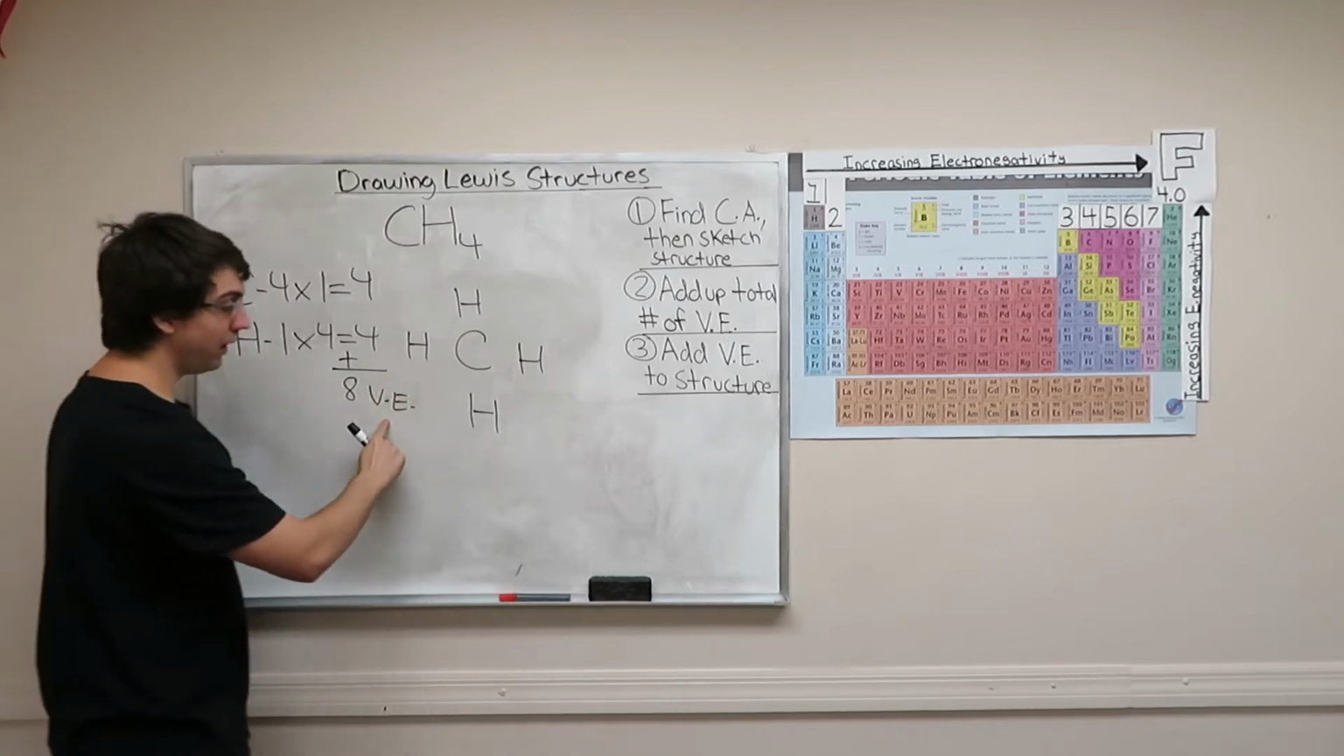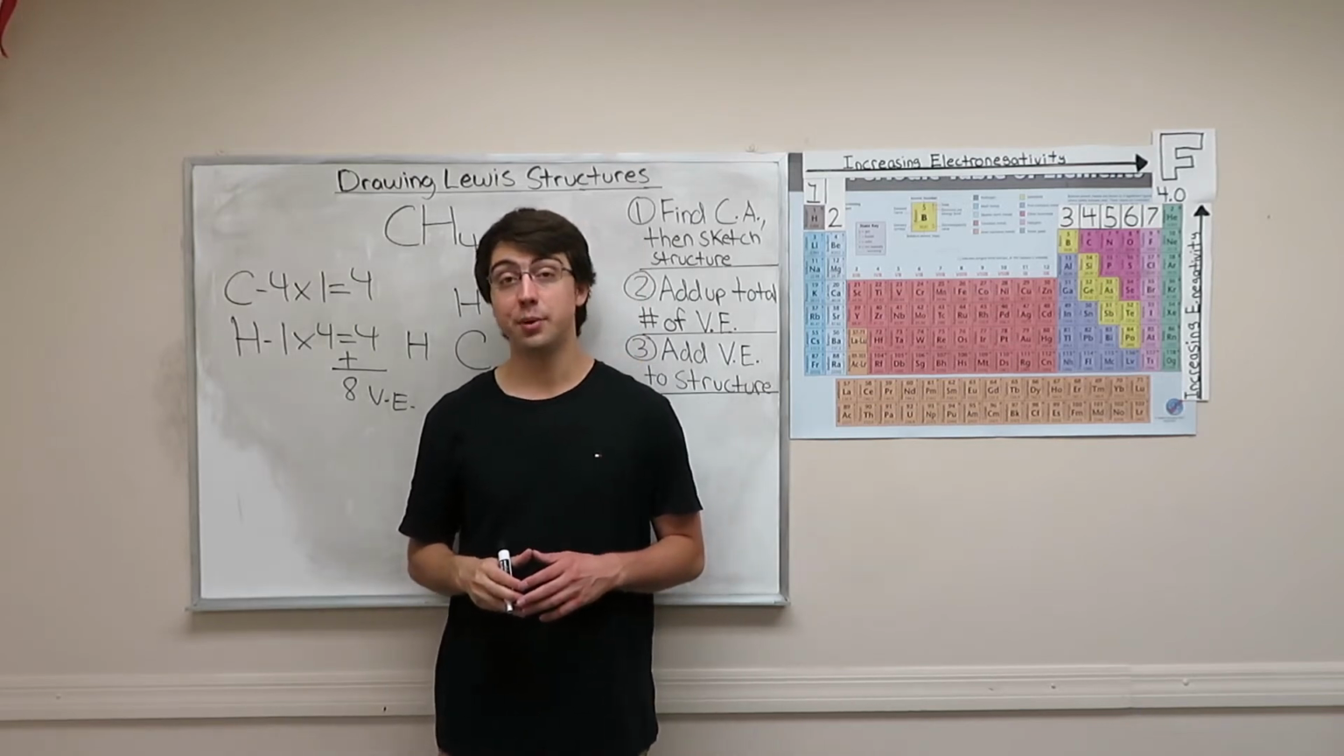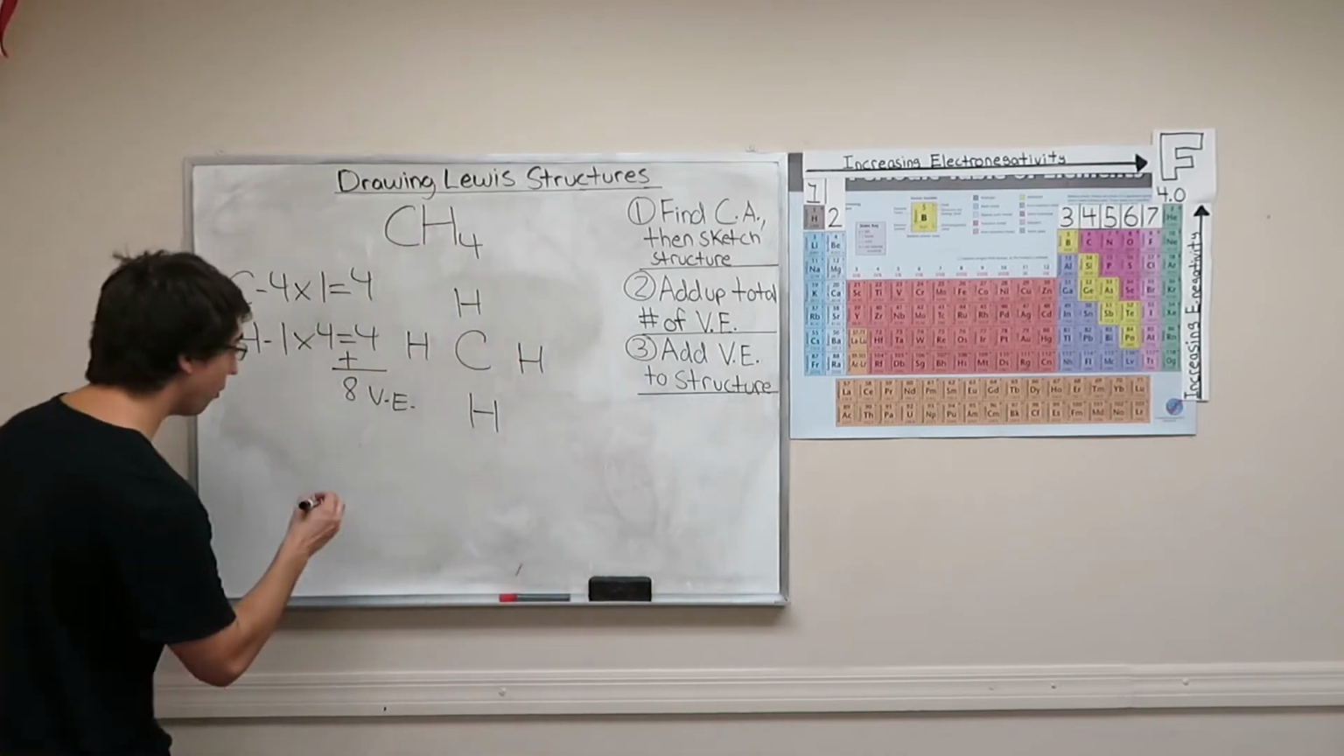So we have 8 total valence electrons, but those valence electrons are ultimately going to form pairs. So instead of saying that we have 8 valence electrons, we can say that we have 4 pairs of valence electrons. So I'm going to write 4 pairs here.